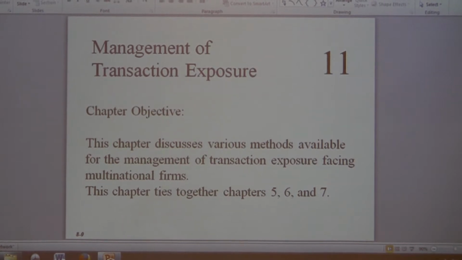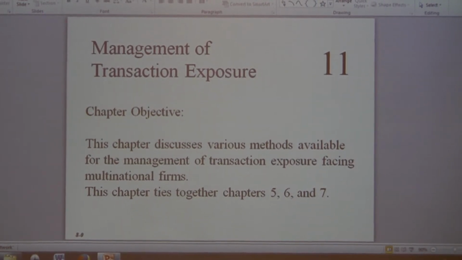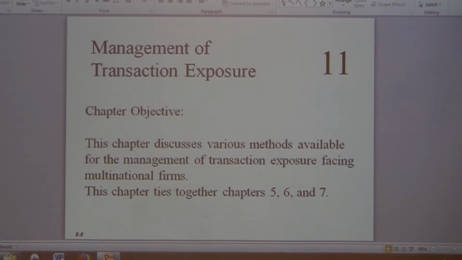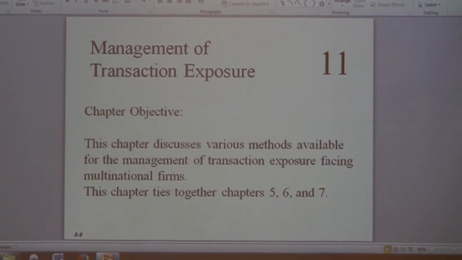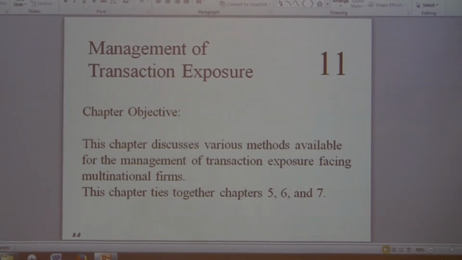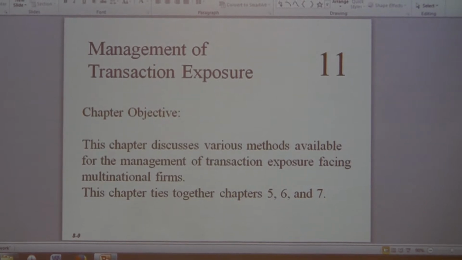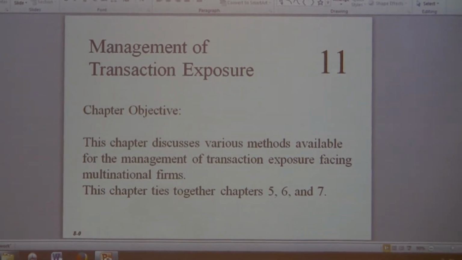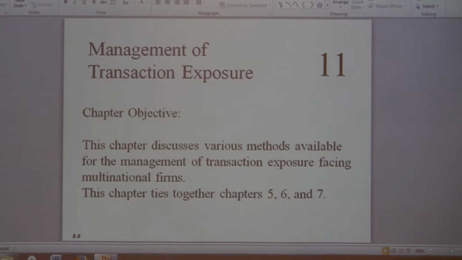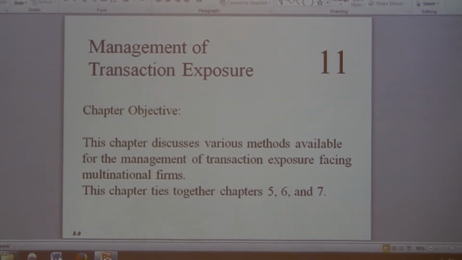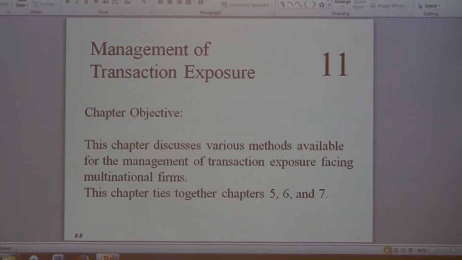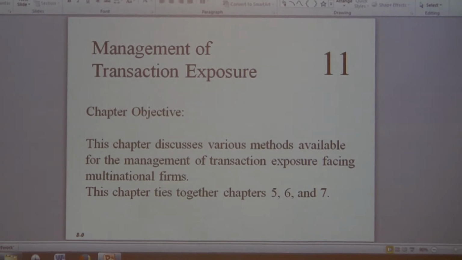About chapter 11, and chapter 11 talks about transaction exposure. Basically here, what we are saying is that if you are a multinational company, you have to make a payment, so that could be an accounts payable, or you are receiving a payment as an accounts receivable. How do you manage that? And here, we're going to talk about 3 ways you can manage that.